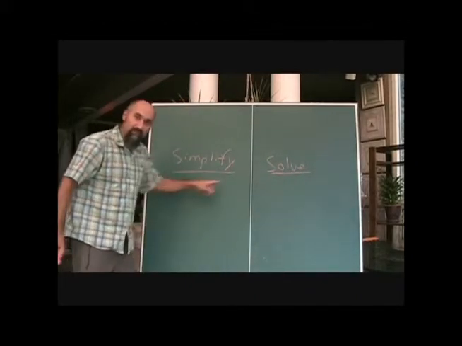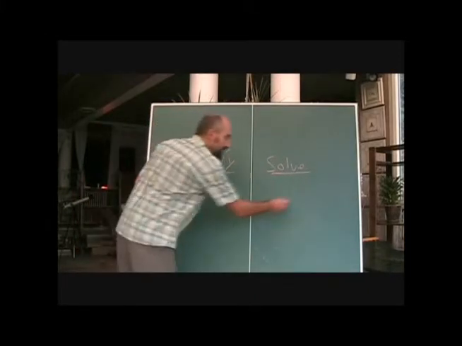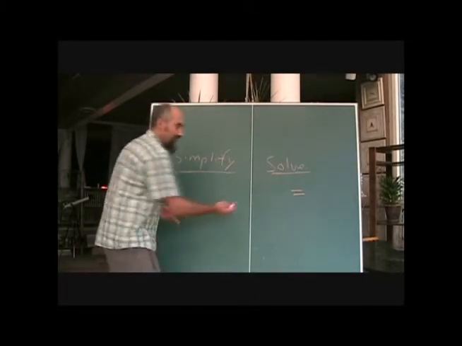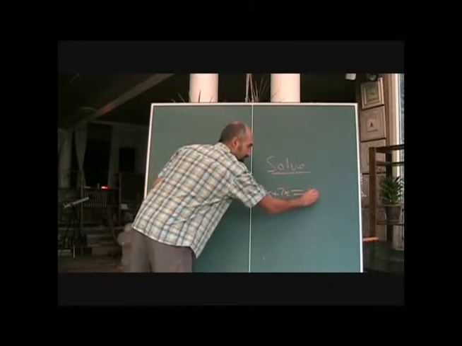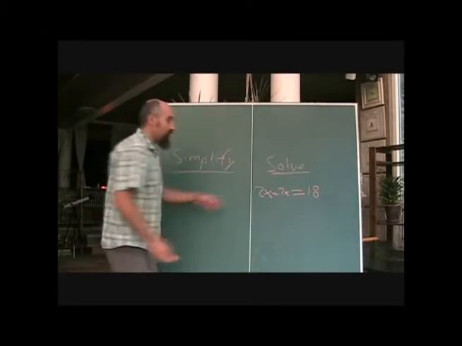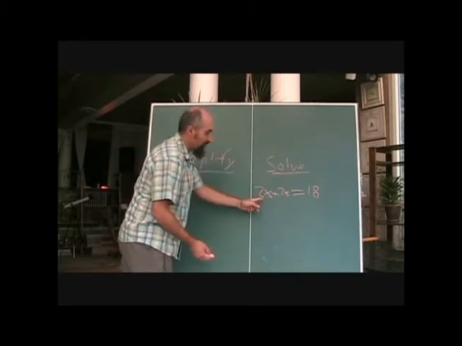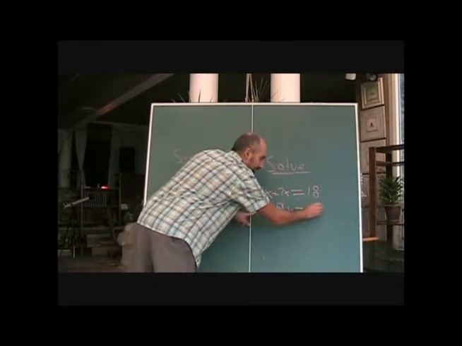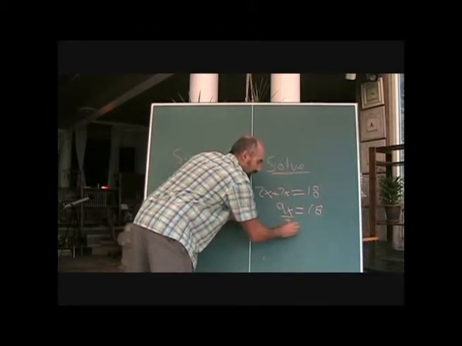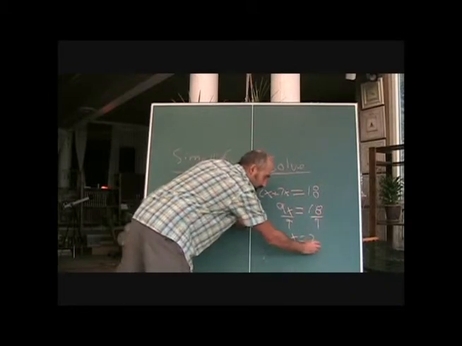Now the difference between simplify and solve is with solve, in the question, there's an equal sign. So for example, they would ask you something like 2x plus 7x is equal to 18, and you would have to solve for the variable x. So 2x plus 7x is the same thing as 2 apples plus 7 apples is 9 apples. 9x is equal to 18, and then you divide by 9 to get your variable by itself. So x is equal to 2.